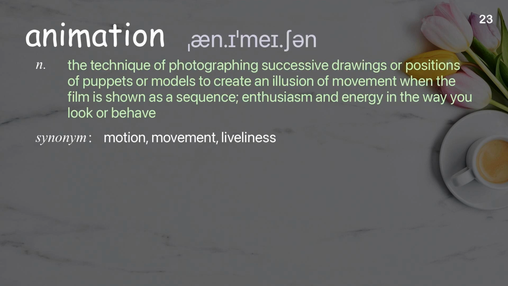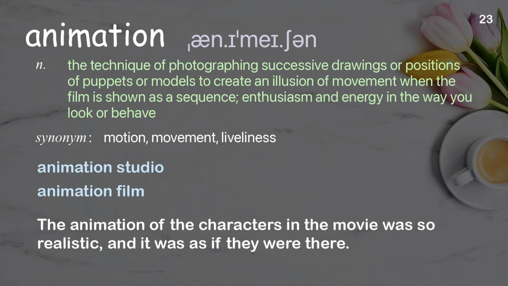Animation. The technique of photographing successive drawings or positions of puppets or models to create an illusion of movement when the film is shown as a sequence. Enthusiasm and energy in the way you look or behave. Examples: Animation studio. Animation film. The animation of the characters in the movie was so realistic, and it was as if they were there.